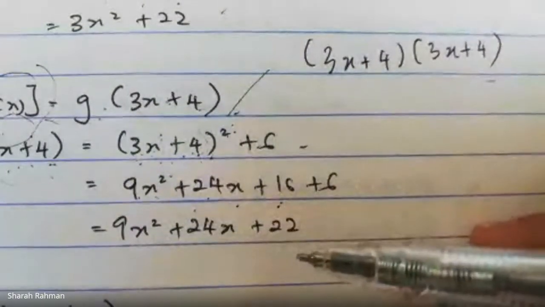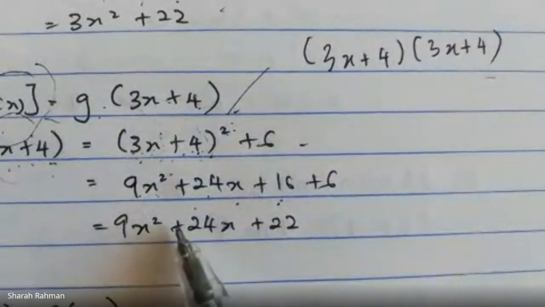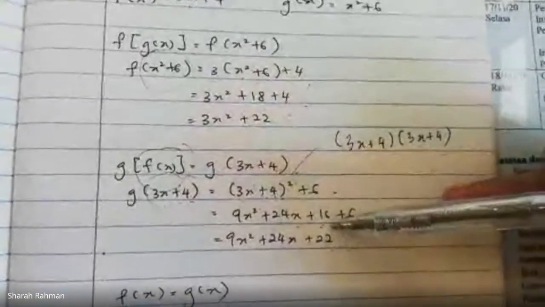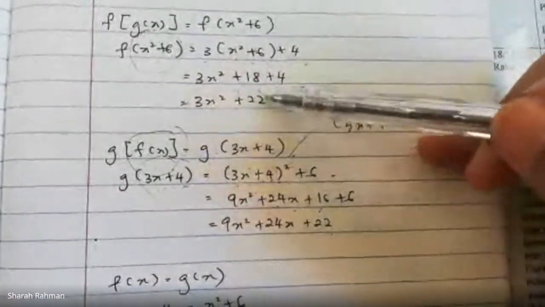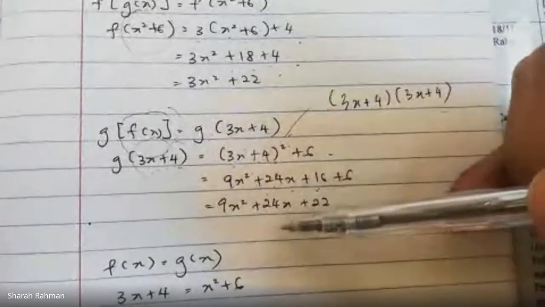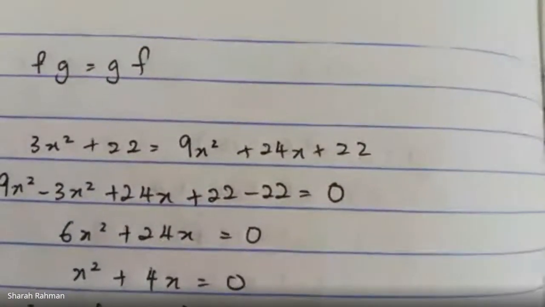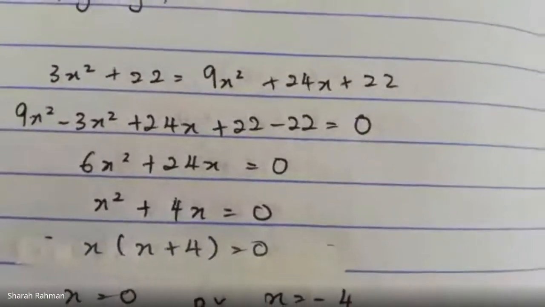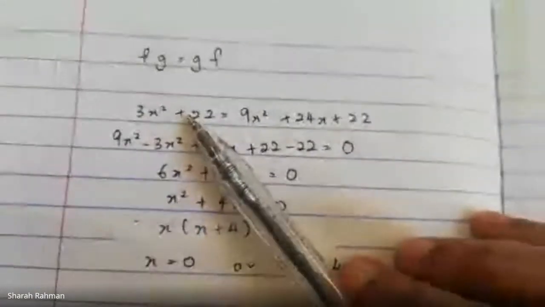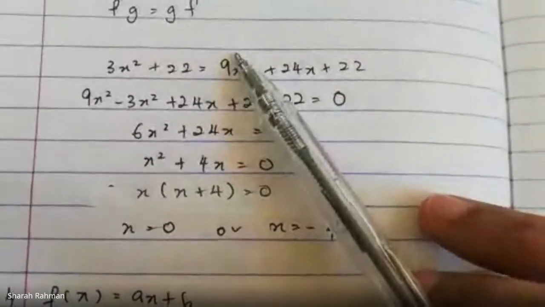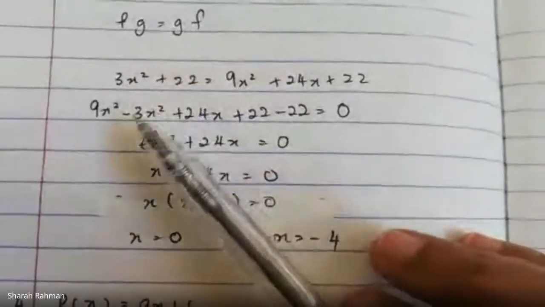Okay, so next we do simplification. So we will get 9x squared plus 24x plus 22. So given here this one and this one are equal. So we will write 3x squared plus 22 equals to 9x squared plus 24x plus 22. Okay, so we do the comparison. Actually not a comparison. This one is the equation. Fg equals to gf. So, and then we bring everything in the right side. Okay, we bring to the left hand side. So, here become 9.